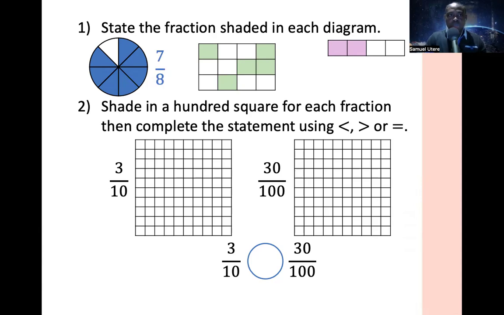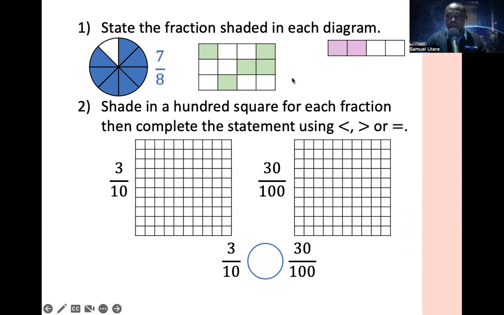In the first question, you were asked to state the fraction shaded in each diagram. So you can see here that the circle is divided into 8 parts. So that's the denominator. And we have 7 parts shaded. So this shows 7/8.